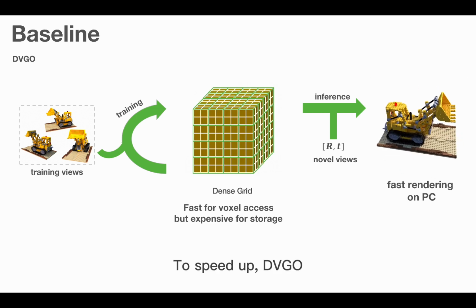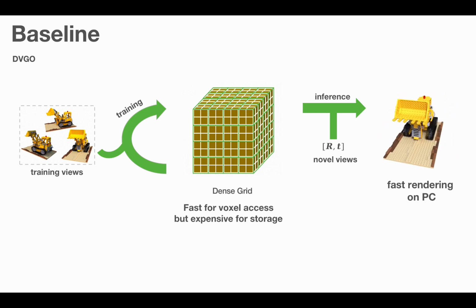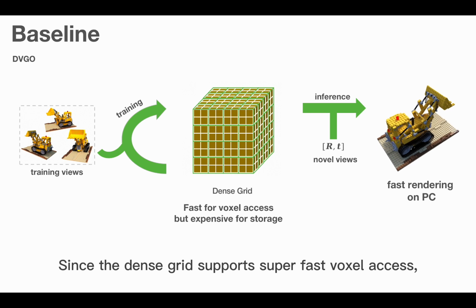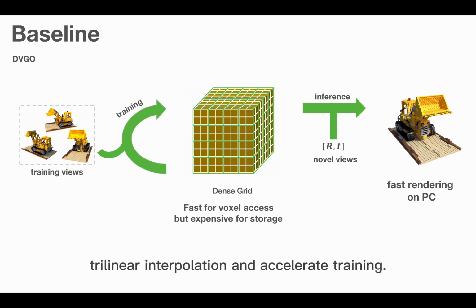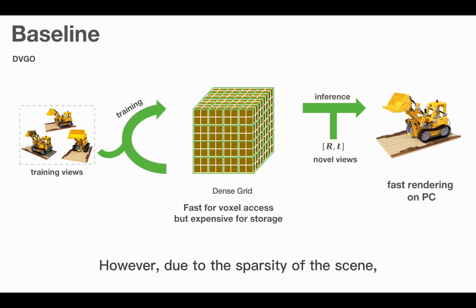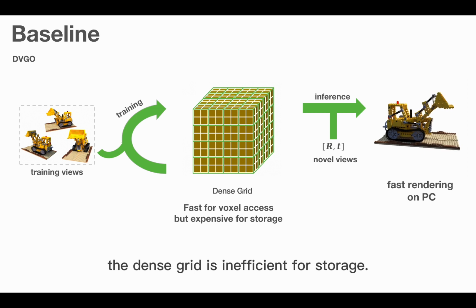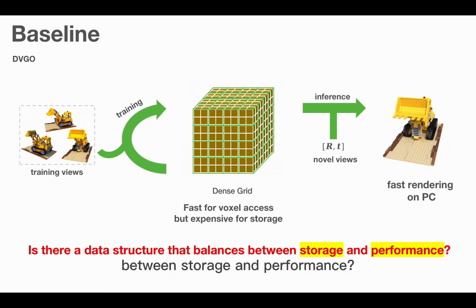To speed up, DVGO directly optimizes a dense grid to represent the scene. Since the dense grid supports super-fast voxel access, it is convenient to perform trilinear interpolation and accelerate training. However, due to the sparsity of the scene, the dense grid is inefficient for storage. So, is there a data structure that balances between storage and performance?